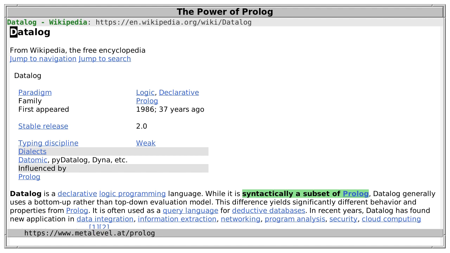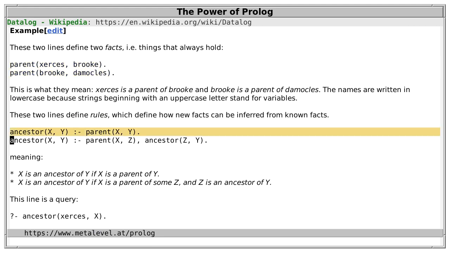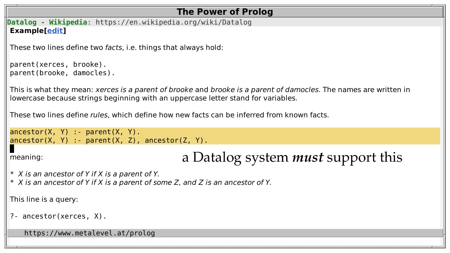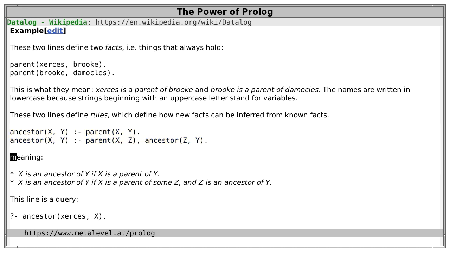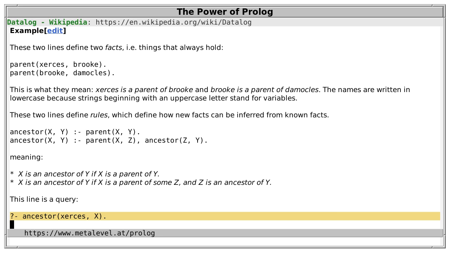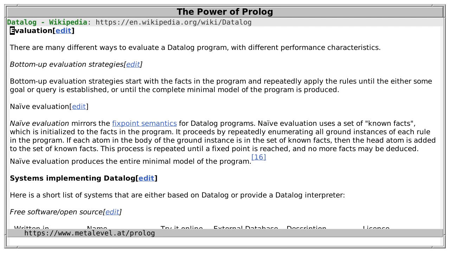So every Datalog program consists of Prolog terms, such as here and here. A Datalog system must support this syntax, and it must support it verbatim. So please avoid strange ad hoc modifications, such as a different syntax for variables, a different syntax for rules, and so on. And here's an example query, which is also a valid Prolog term. There's also a bit of information on evaluation of Datalog.